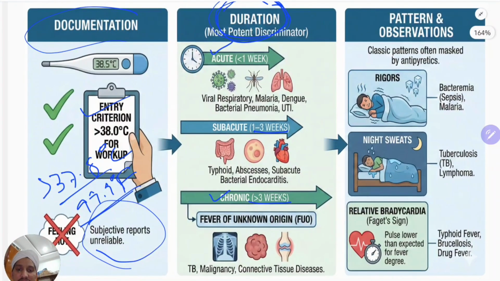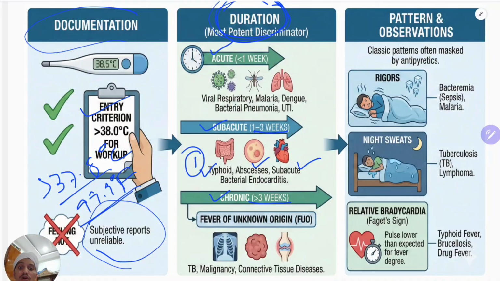Now, if the patient has fever for 1 to 3 weeks, there are three important causes. Typhoid is the number one cause in endemic areas in tropical countries, especially India, Pakistan, and Bangladesh. Second, abscesses, such as intra-abdominal abscesses; in 1 week or more you consider abscesses. Third cause is subacute bacterial endocarditis. Even if you are not hearing a murmur, a 2D echo will reveal valvular infection. So typhoid, abscesses, and subacute bacterial endocarditis are important.